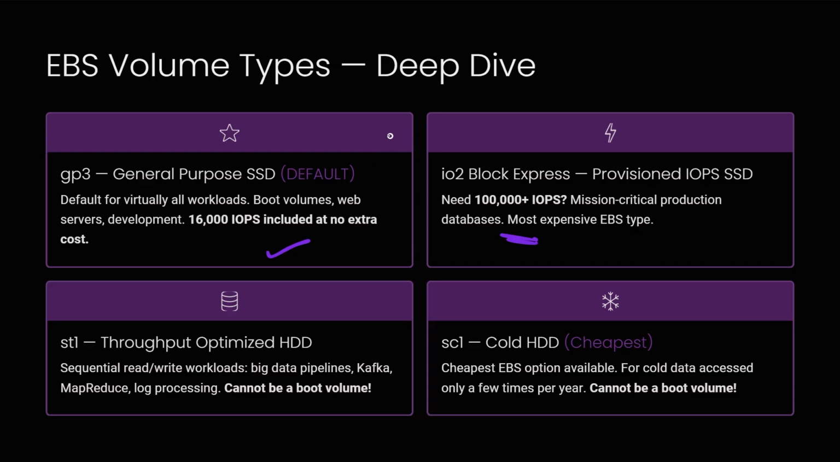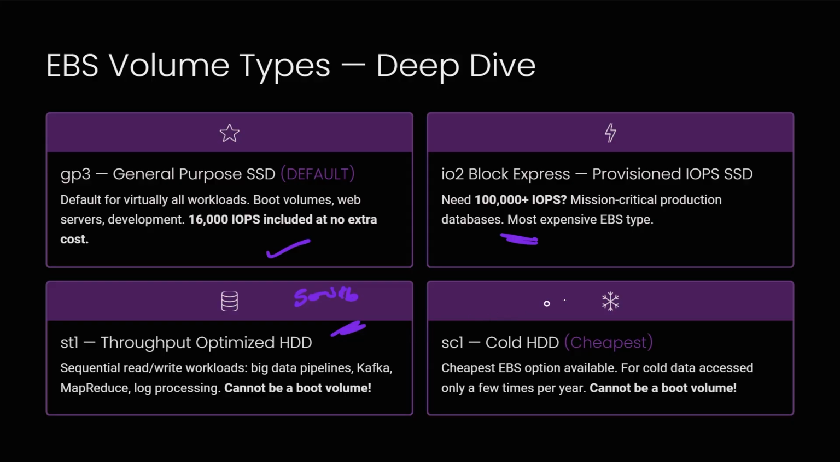Now what if you don't need blistering speed but you have a mountain of data? Let's say you are processing 500 TBs, that is terabytes, of daily website logs. That's where you switch to a spinning disk, that is st1, Throughput Optimized HDD. It's your heavy duty freight train. It's perfect for sequential big data workloads like Kafka, and it's way cheaper than an SSD.